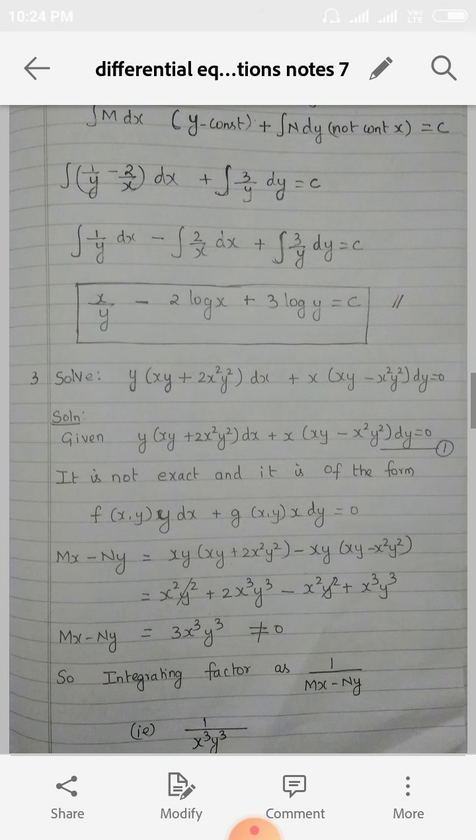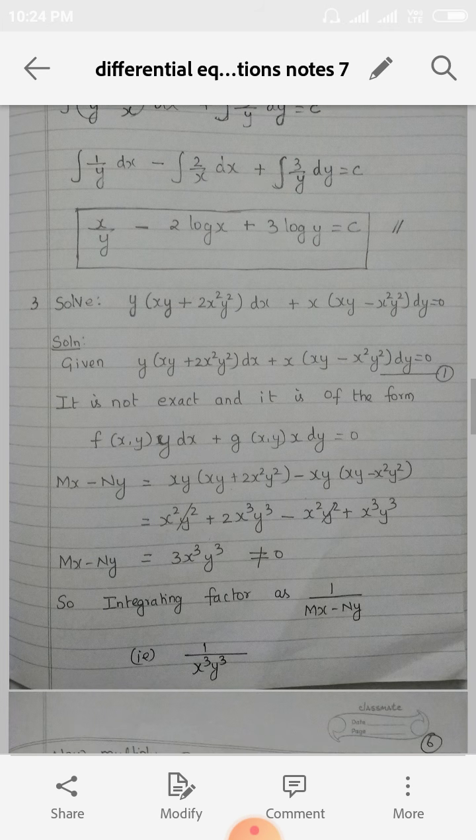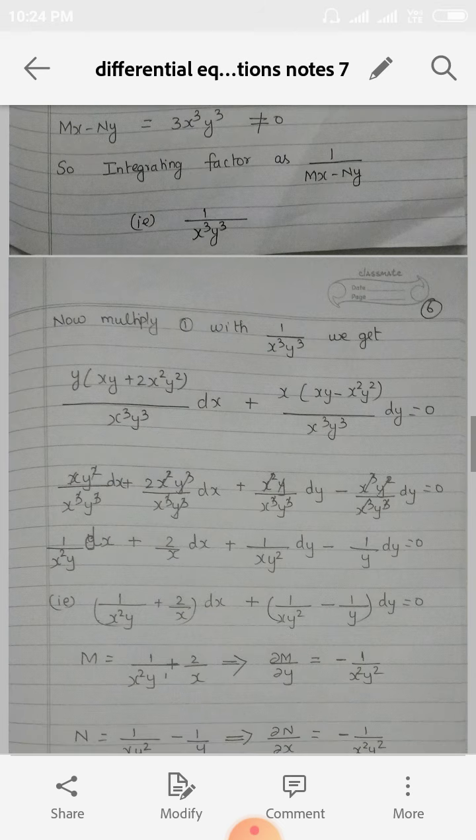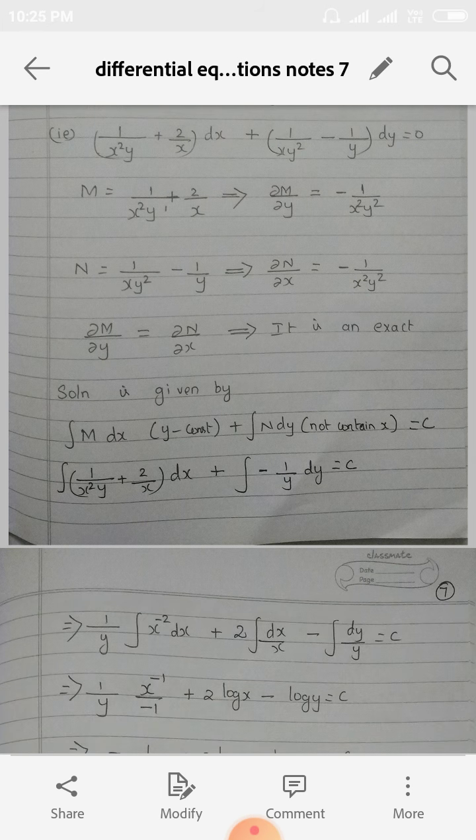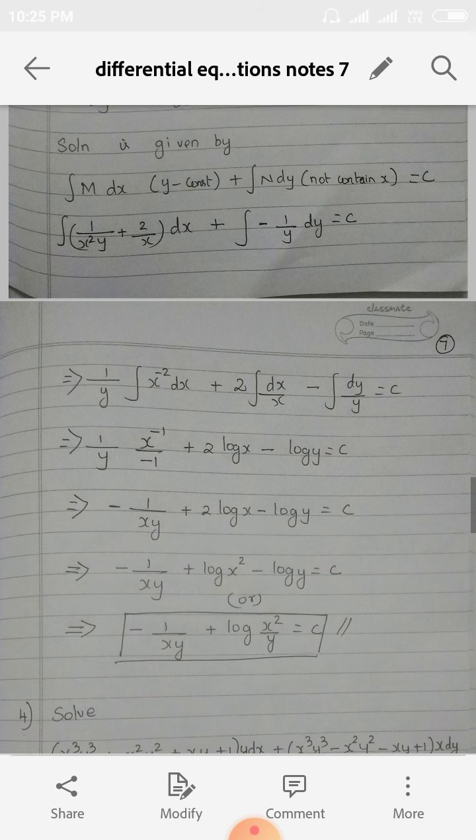For this problem, the given equation is not exact, but it is of the form of Note 2, that is f(x,y)·y dx + g(x,y)·x dy. In this method, the integrating factor is 1/(Mx − Ny). After multiplying the terms, we get the equation in exact form, so we find ∂M/∂y and ∂N/∂x. If they are equal, write the solution as integral M dx plus integral N dy is equal to c. We get the solution.